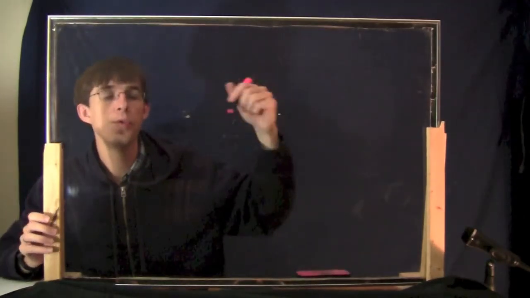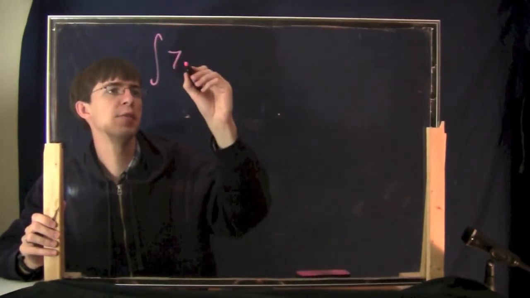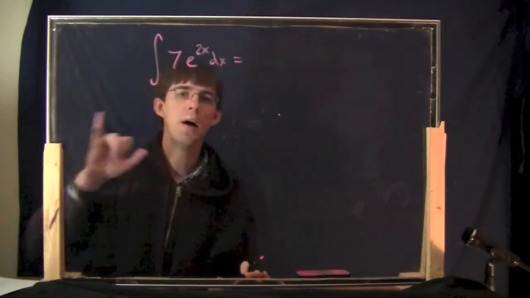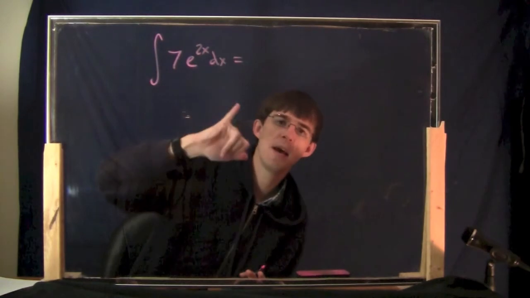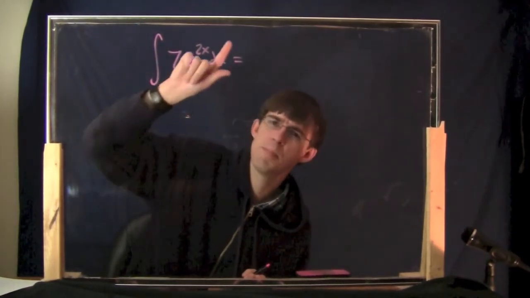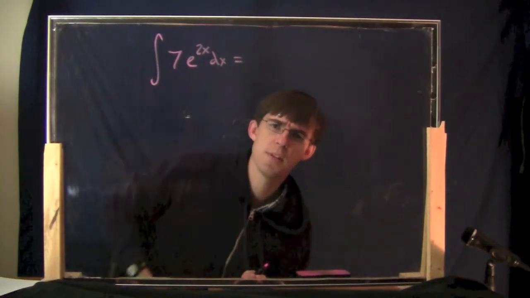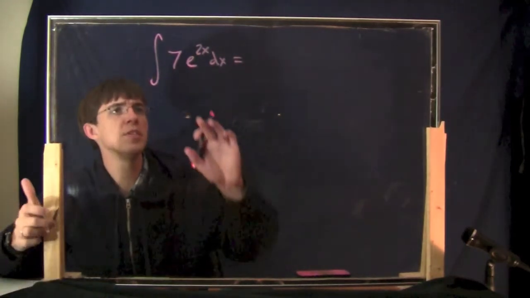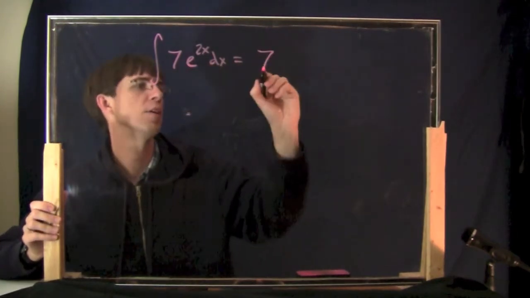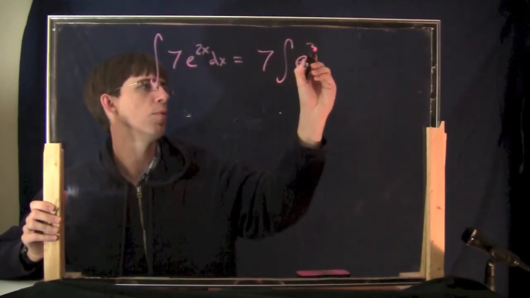Let's just try a few with those exponential functions. How about this? Integral of 7e to the 2x dx. All right? We just talked about the integral of e to the kx being 1 over k e to the kx. What about that 7 there? That wasn't part of those four formulas that I just wrote out. That's because it's a constant multiple on the inside of the integral, and we can always just pull a constant out of the integral. That was something I said before.